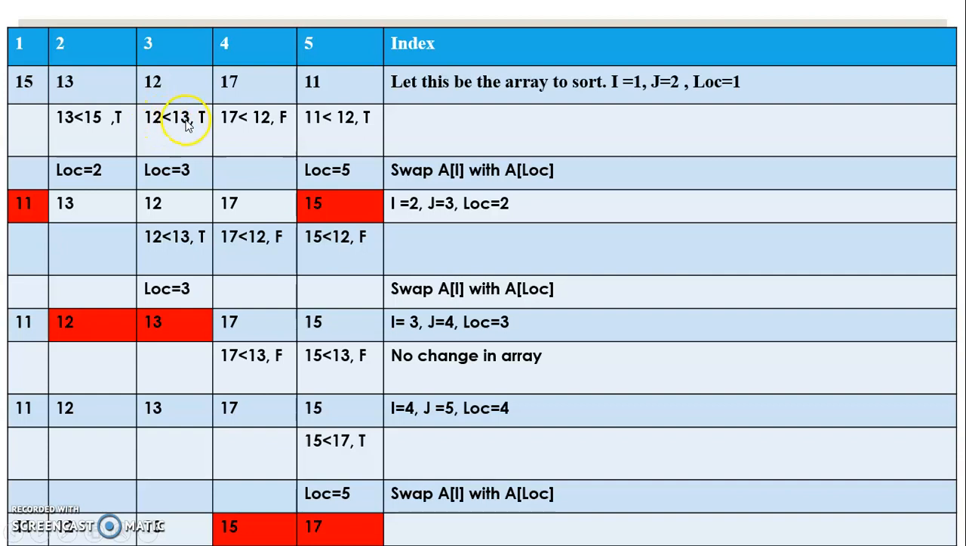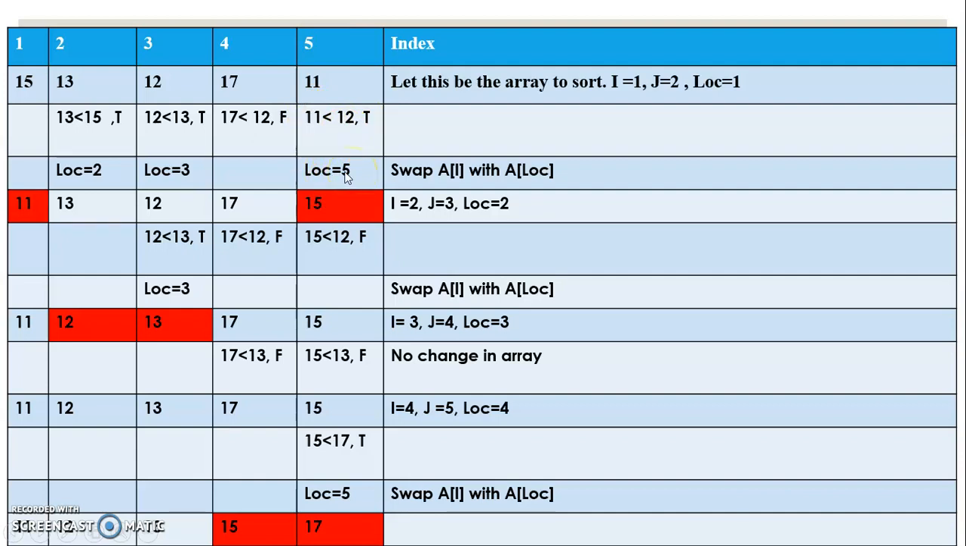Now 12 is less than 13. It is true. So we will update LOC. Then we will compare this new LOC, which is 12, with 17. So 17 is less than 12 is false. Then we will compare 11 with 12 and we will find that 11 is smaller than 12. So we will update the LOC with 5.